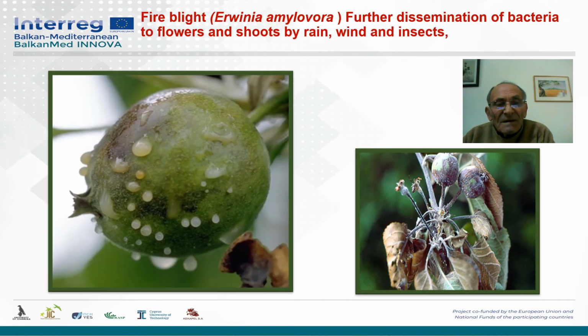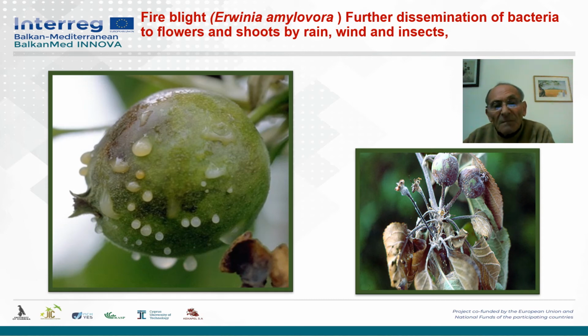If we see such kind of symptoms, this is fire blight, Erwinia amylovora. If we see on the surface of the fruits such kind of drops, such kind of bacterial exudate, and if we see such symptoms in the new branches, in the new fruits, this is caused by fire blight.